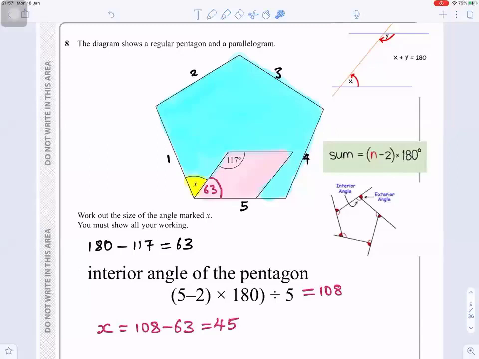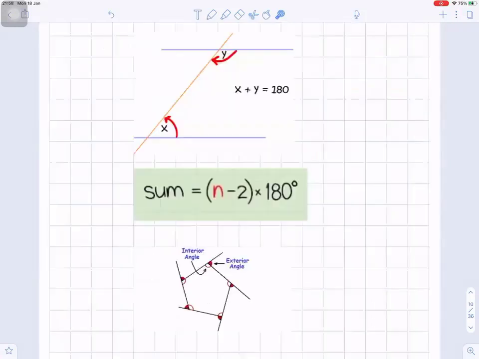The diagram shows a regular pentagon and a parallelogram. Work out the size of the angle marked X. You must show all your working. There are 3 formulae that we're going to use here to help us do this question. And it's just a reminder of these formulae.